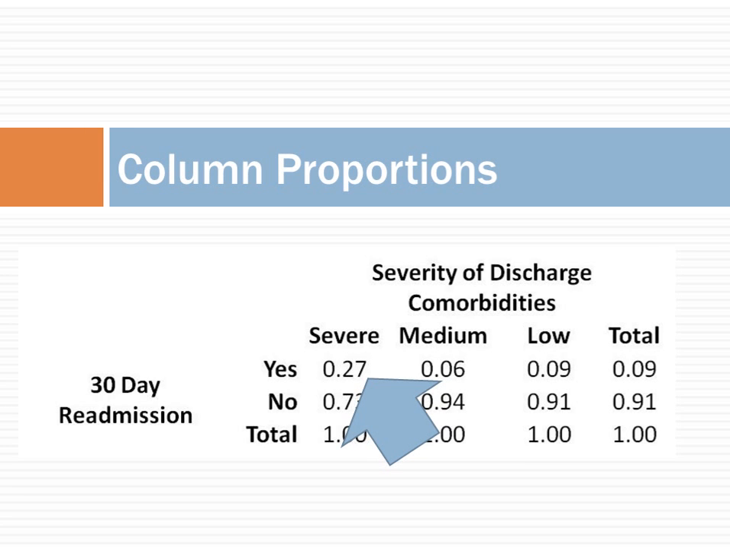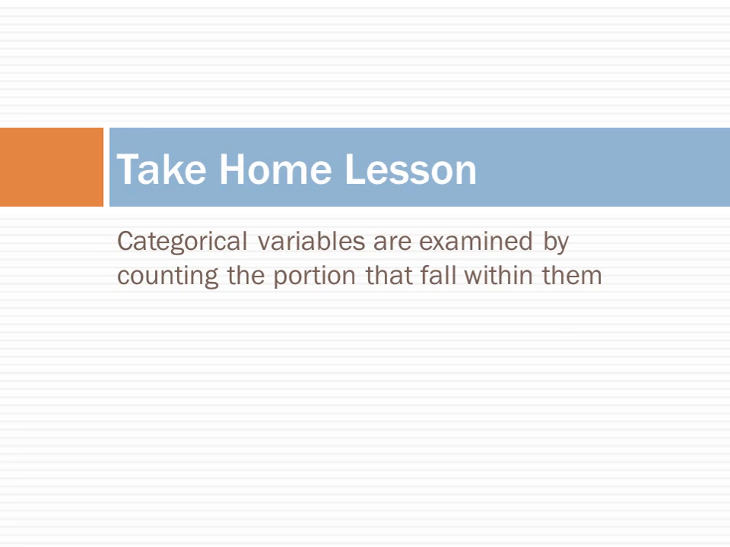Now we can see that among patients with severe comorbidities, 27% are readmitted within 30 days. This provides evidence that knowledge of severity of comorbidities could help us predict which patient might be readmitted. Categorical variables are examined by counting portions that fall within them.